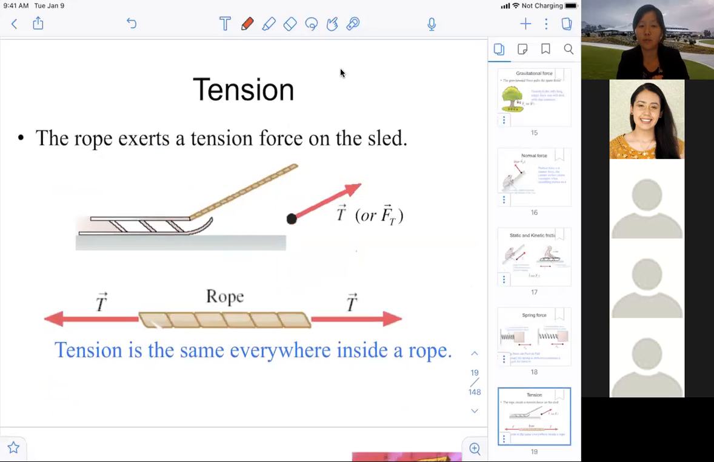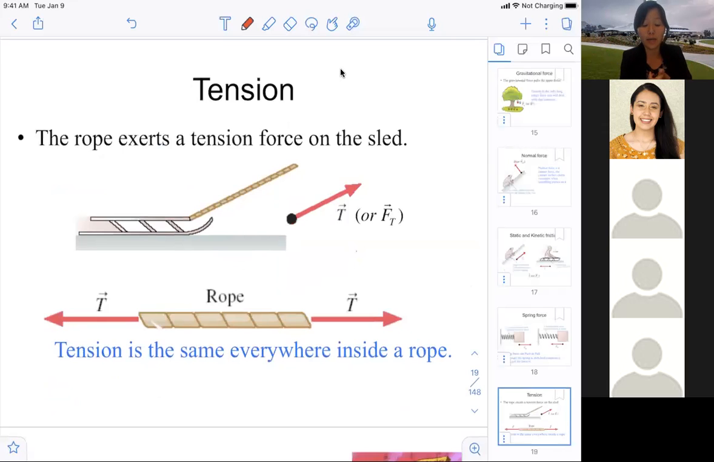The last force is the force from a rope. We call it tension. If you're dragging a rope, then there's a tension everywhere inside the rope. Meaning that if two people are pulling on the two ends of the rope, everywhere inside is going to be the same tension throughout. If you have a tension on the left-hand side, it's the same tension on the right-hand side.